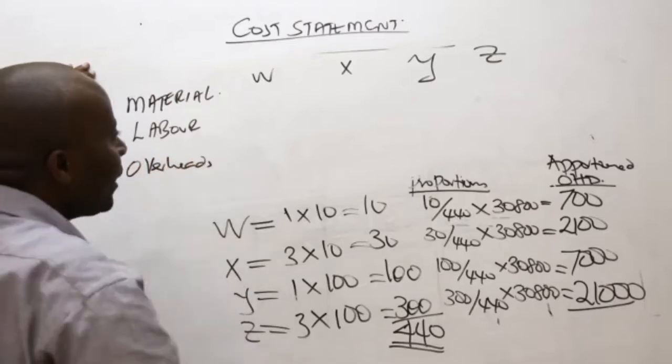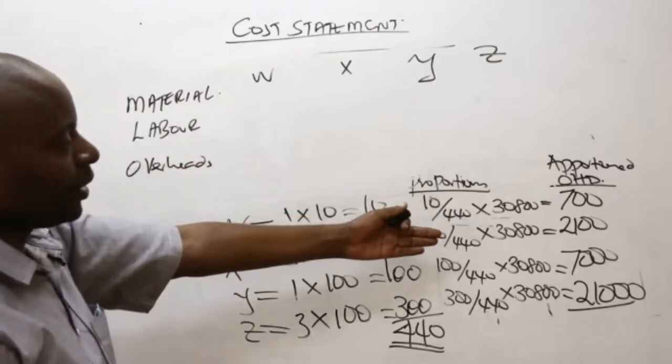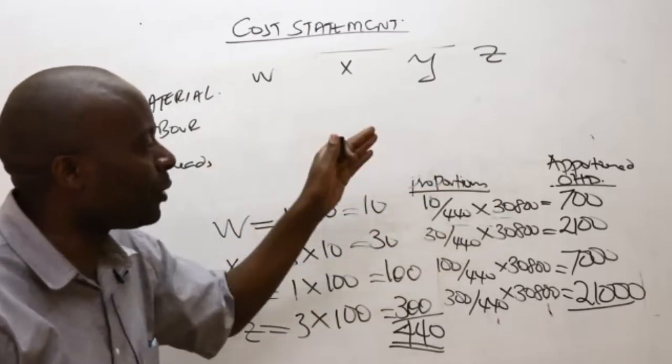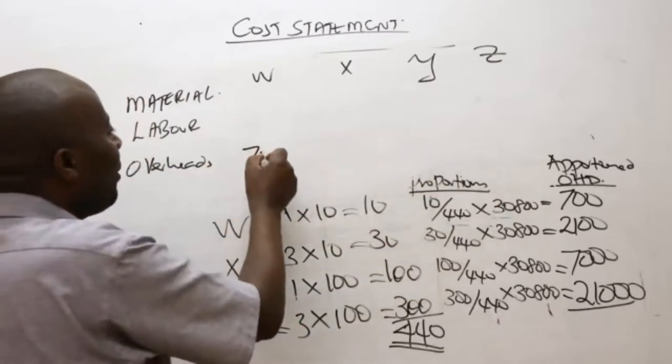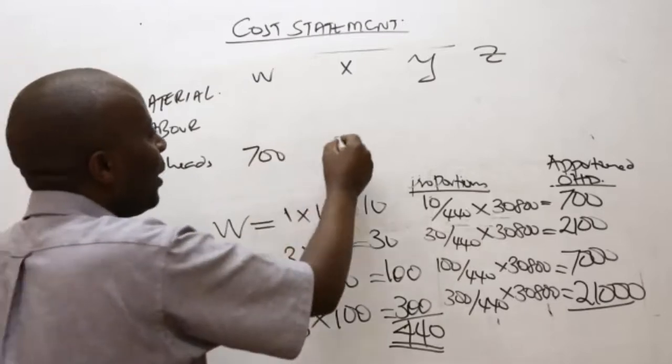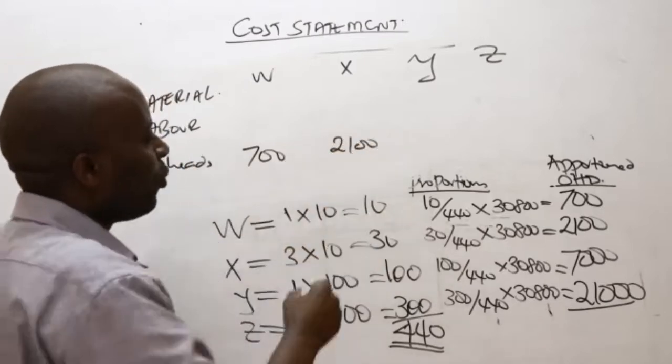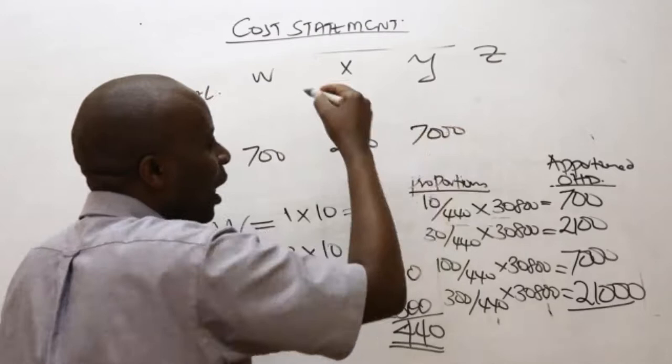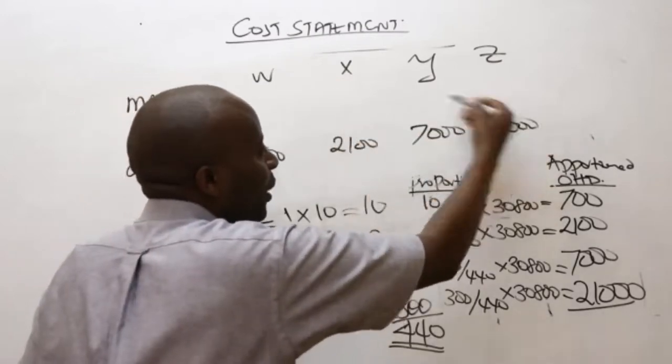The overheads are the ones that I even start by copying. The overheads that have been apportioned for each product: we have overhead for W is 700, X is 2,100, Y is 7,000, and Z is 21,000.